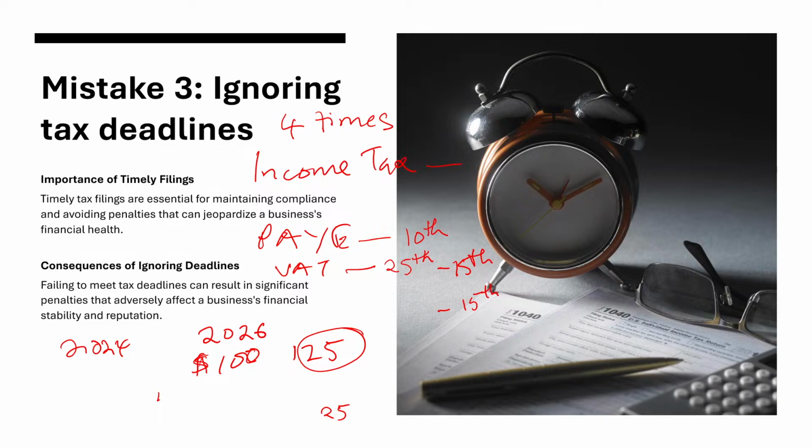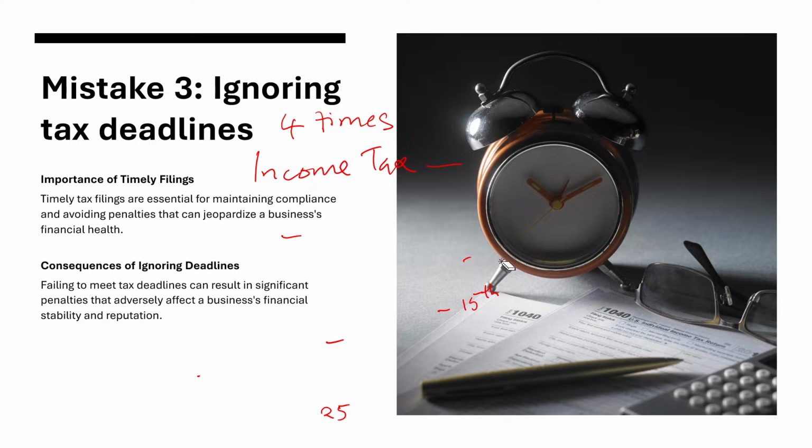You pay it before the 30th of April. So you would do another return, which is a reconciliation of the estimates that you did, confirming that the actual numbers I did in 2025 are this, before the 30th of April. So that's how income tax is calculated. That is mistake number 3, ignoring tax deadlines.